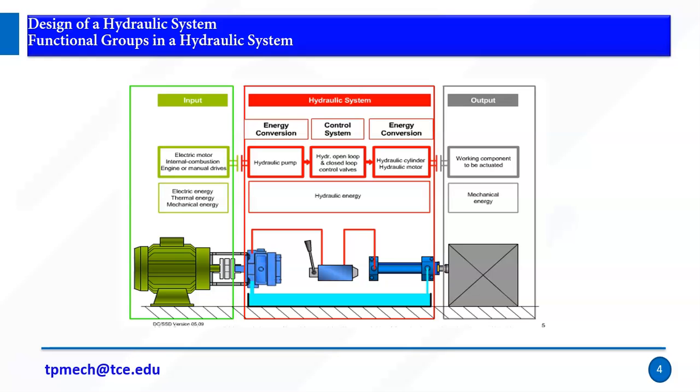So we have three components: energy conversion, a control system, and again energy conversion. The first one is the hydraulic pump. The pump is coupled with the electric motor, which acts as a prime mover and gives the power to the pump. That pump is used to convert mechanical energy into hydraulic energy. The output is hydraulic, so we say hydraulic pump.